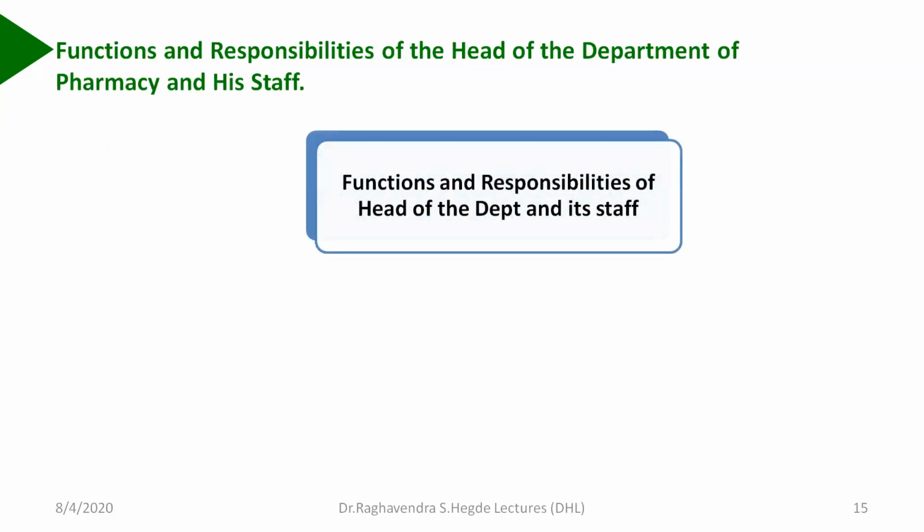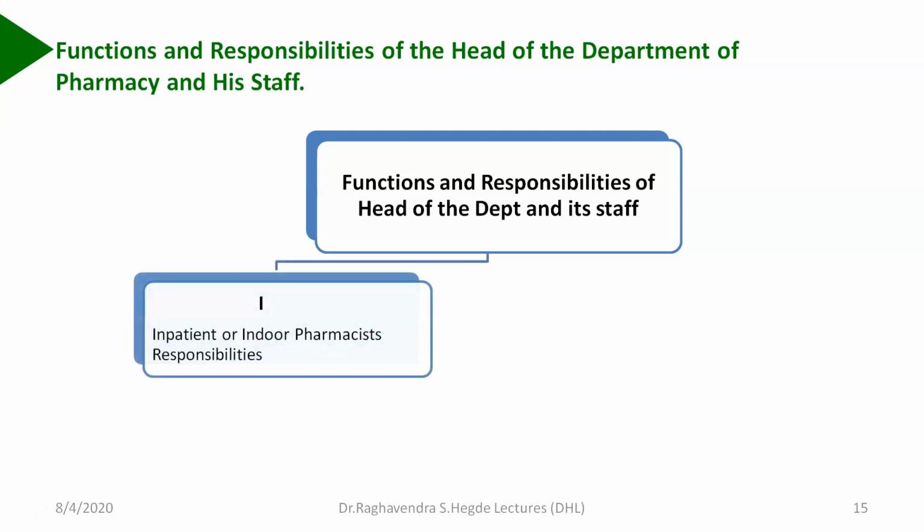Now let us understand and try to clarify our role, that is the functions and responsibilities of the head of the department of pharmacy and his subordinate staff. What is their cadre, hierarchy, and their role in the hospital as a pharmacist? Now, functions and responsibilities of the head of the department.